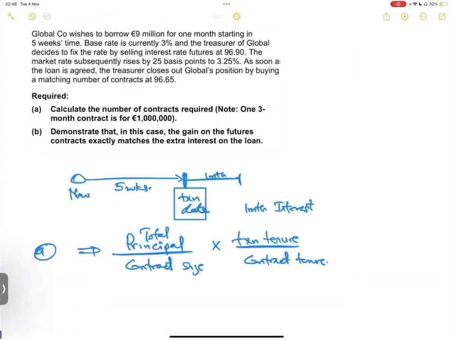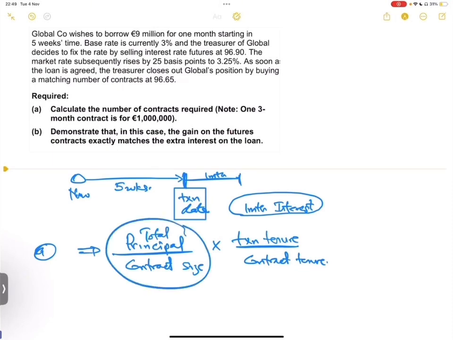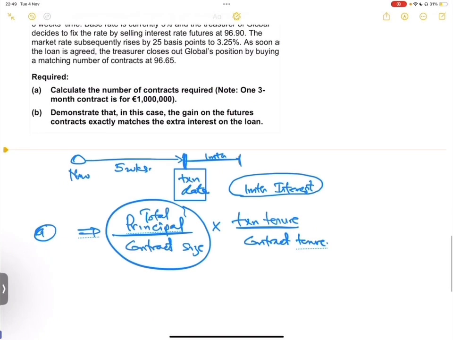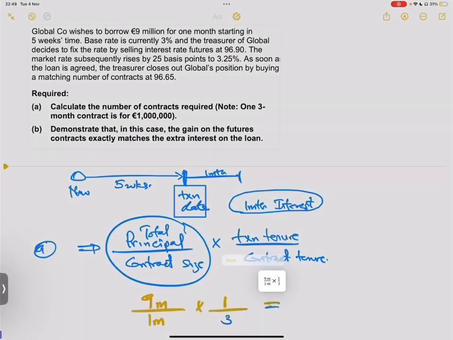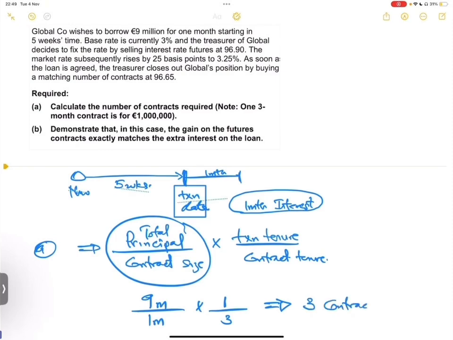Which means that we are only interested in hedging 1 month interest, but the contract that we have will always be giving us 3 months. So whatever size we get here, we need to divide it by 3 to get our 1 month. And that's why if you apply this formula, what you are trying to hedge is 9 million. The contract size is 1 million, then time divided by 3 and times 1. And that is why the number of contracts that we need will be 3 contracts. If you had not done this, you would have bought 9 contracts, which would be too much for you.